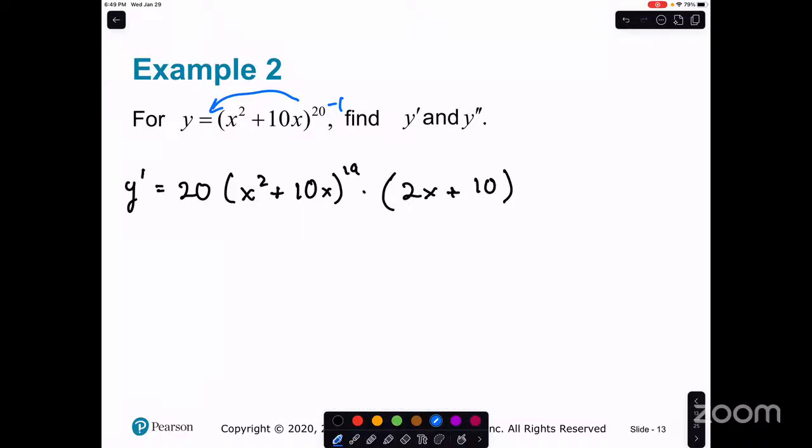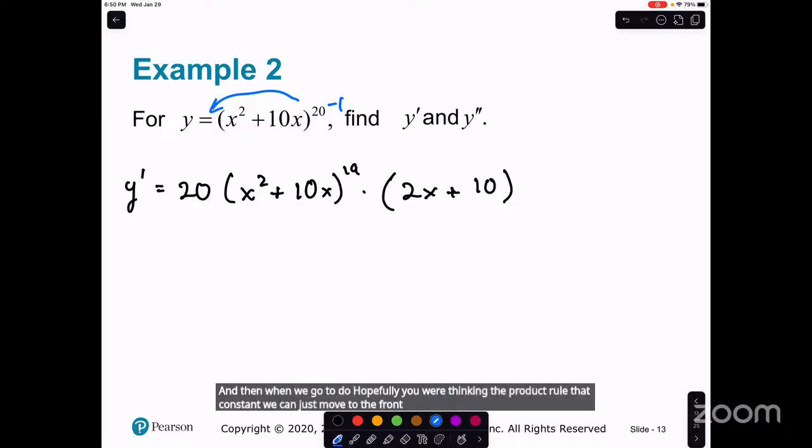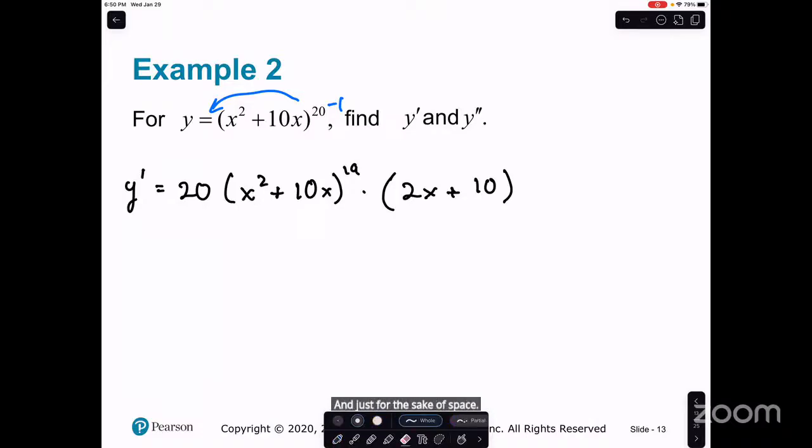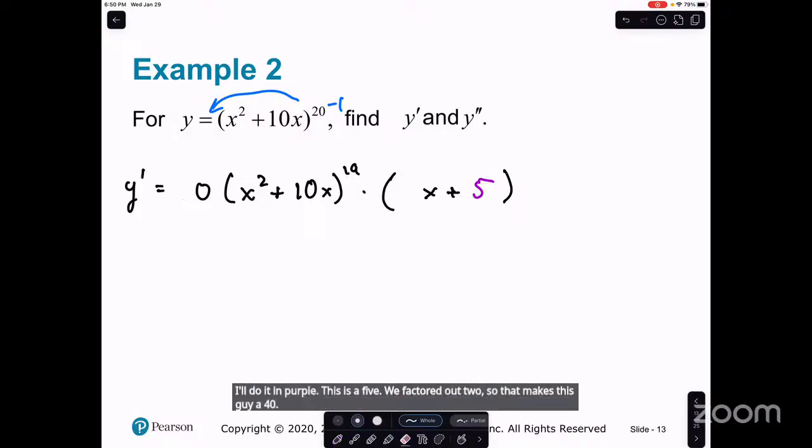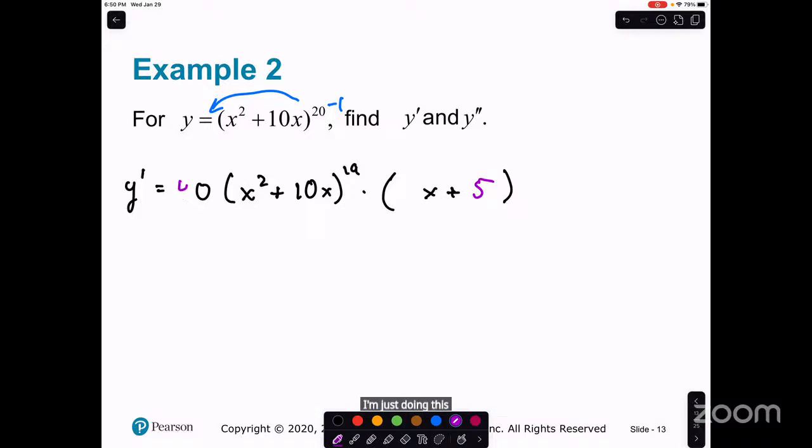And then when we go to do, hopefully we're thinking the product rule, that constant we can just move to the front. So I think I'm going to do that. And just for the sake of space, I'm going to do it here. I'll do it in purple. This was a 5. We factored out 2, so that makes this guy a 40. I'm just doing this for the sake of space. I just rewrote. All I did was factor out the 2. And I changed it to the purple.